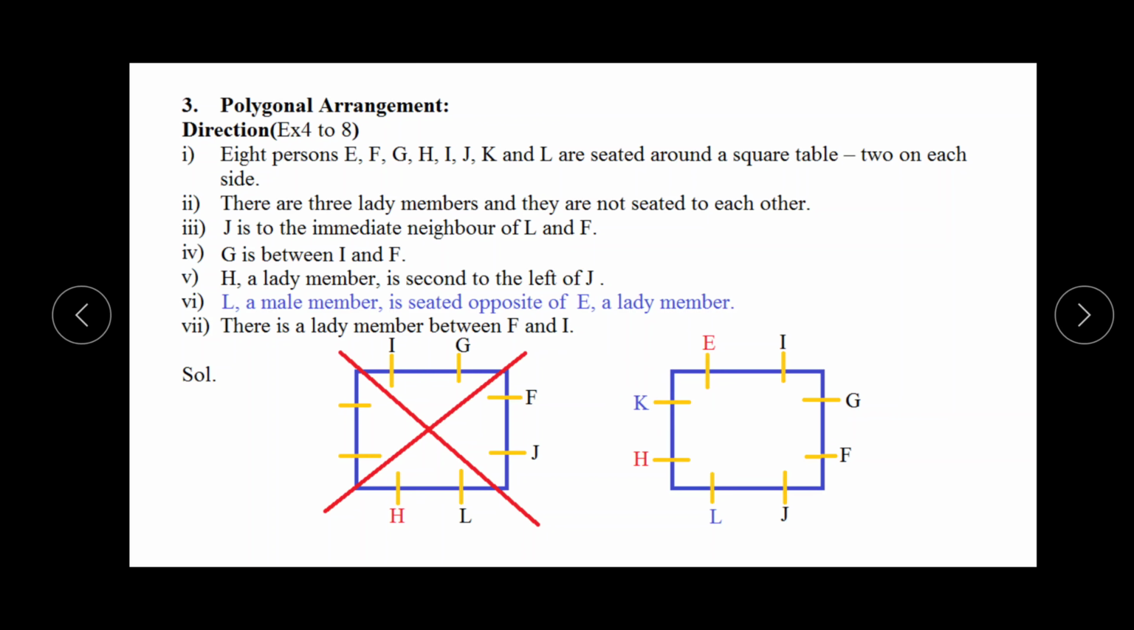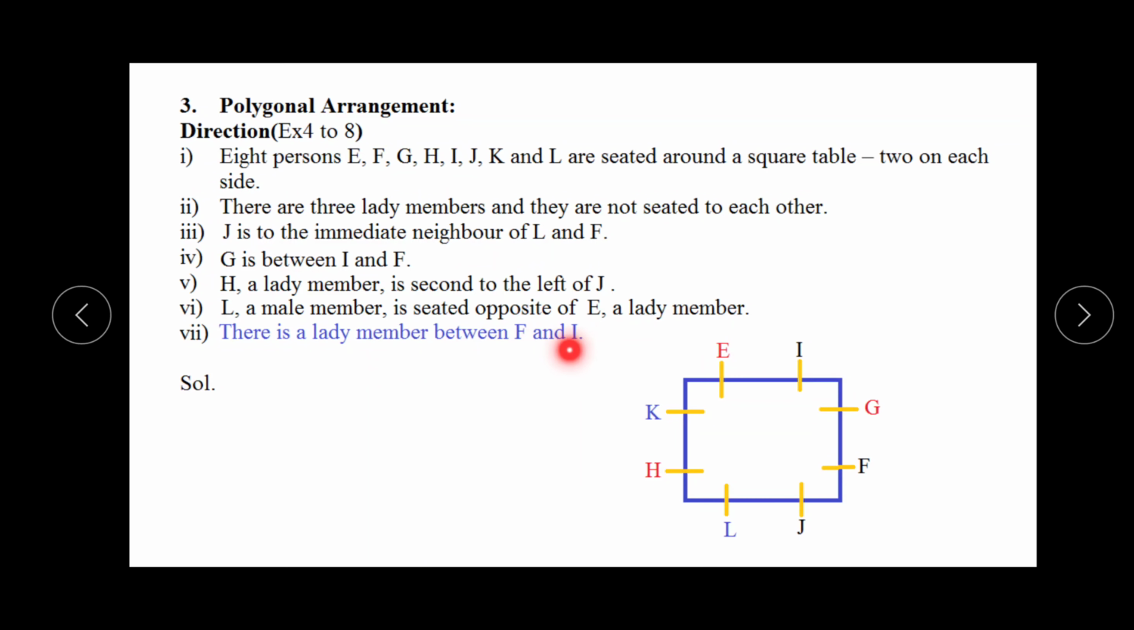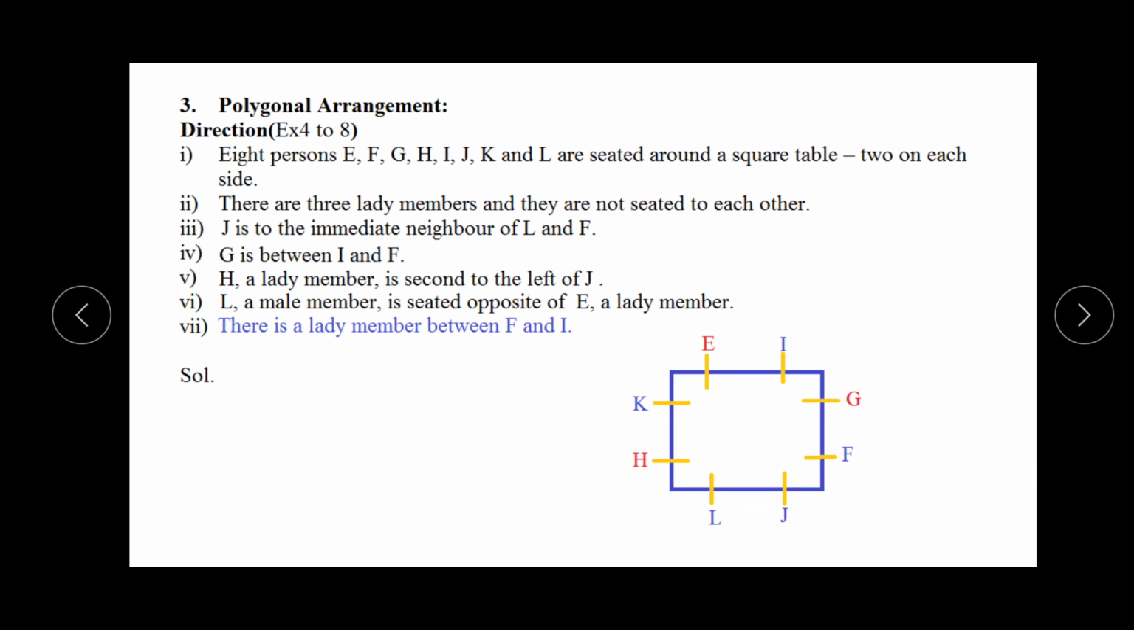It means K will be at this place, and K is in the blue sign because we know that there are three lady members and they are not seated next to each other. K is between E and H, and both are female, so K will be a male member. In the next statement, there is a lady member between F and I, so G is in the red color. There are three lady members, 1, 2 and 3, and all the remaining persons will be male members.